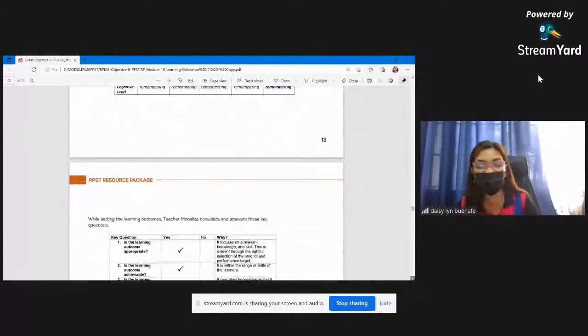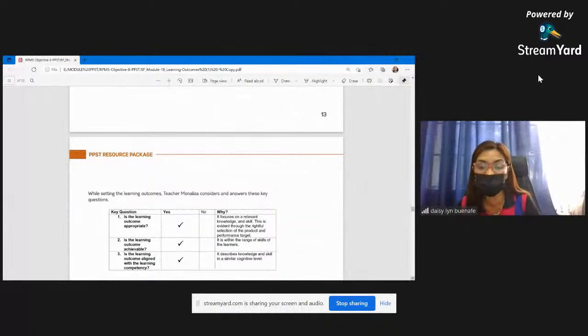Okay, while setting the learning outcomes, Teacher Mona Lisa considers and answers these key questions. Number 1, is the learning outcome appropriate? Yes. Why? It focuses on relevant knowledge and skill. This is evident through the rightful selection of the product and performance target.